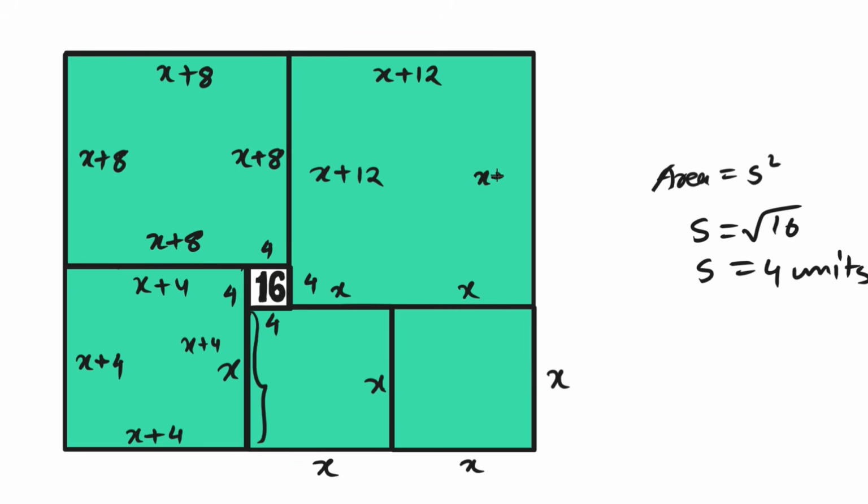Now we have all the expressions we need. The two small bottom squares have side length x. The lower left square has side length x plus 4. The upper left square has side length x plus 8. And the upper right square has side length x plus 12.